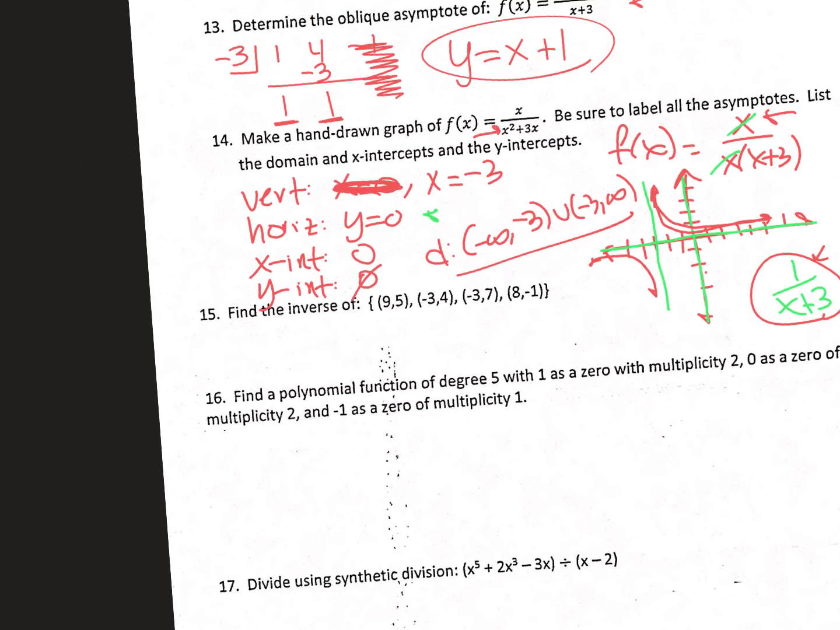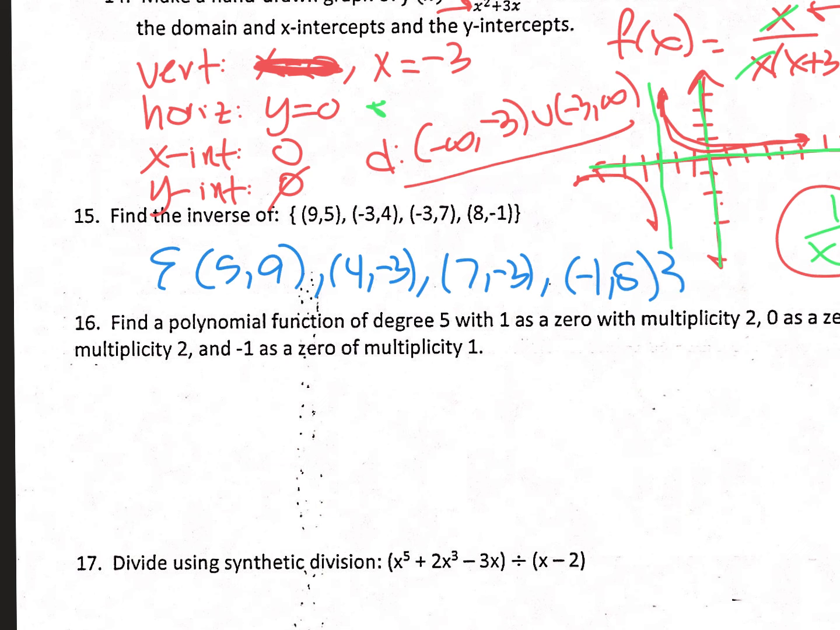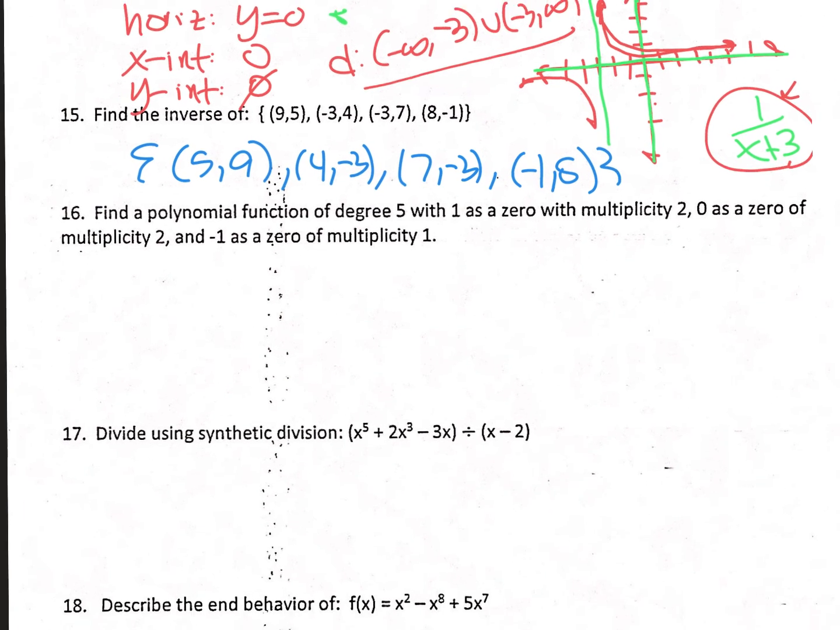All right, number 15. 15 says find the inverse. The inverse, x and y switch. So 9, 5 becomes 5, 9. -3, 4 becomes 4, -3. -3, 7 becomes 7, -3. 8, -1 becomes -1, 8. And there you go.